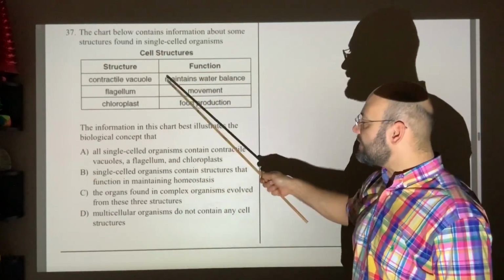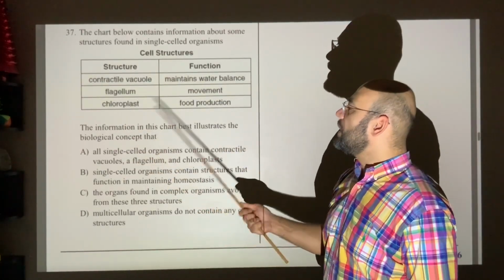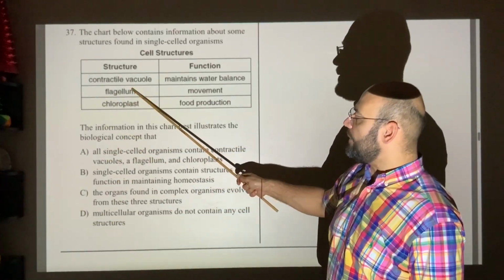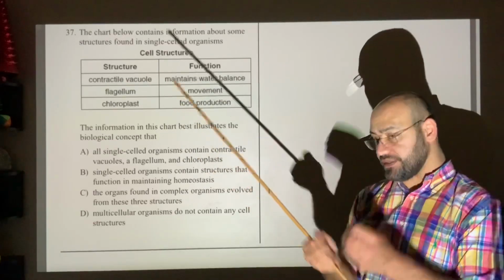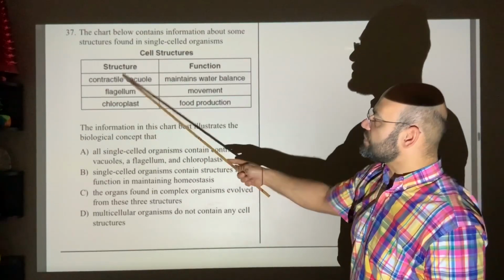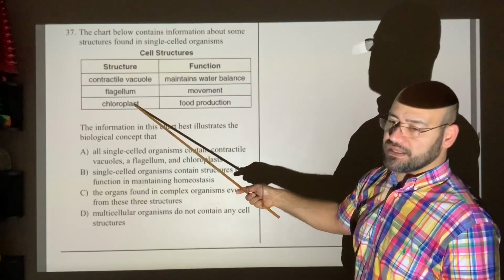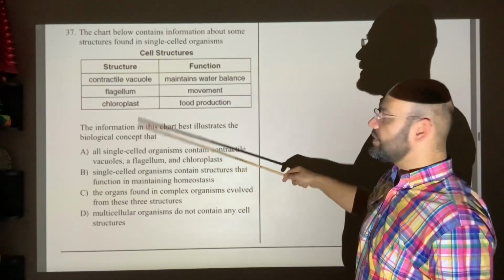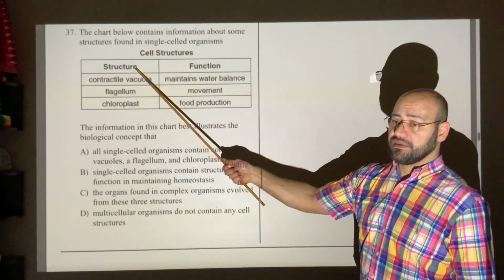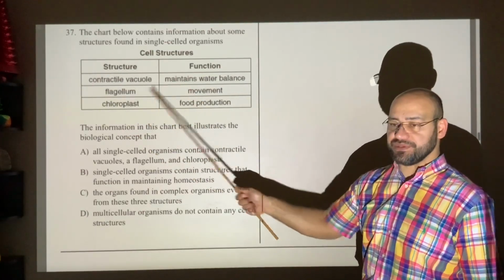The information in this chart best illustrates the biological concept. Okay, before going into any of these, let's go back to the chart now. It shows the biological concepts because there's a structure and this structure does something. So we have three biological concepts. I don't know what they want from us, right? But at least we understood now what this has to do with this. Now, thanks to this information, I understood the relationship between these two.